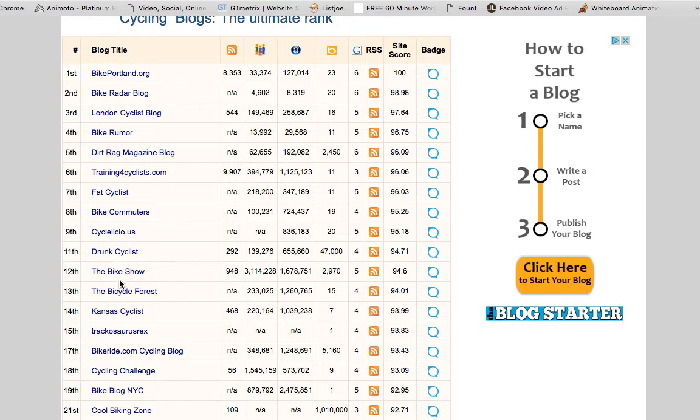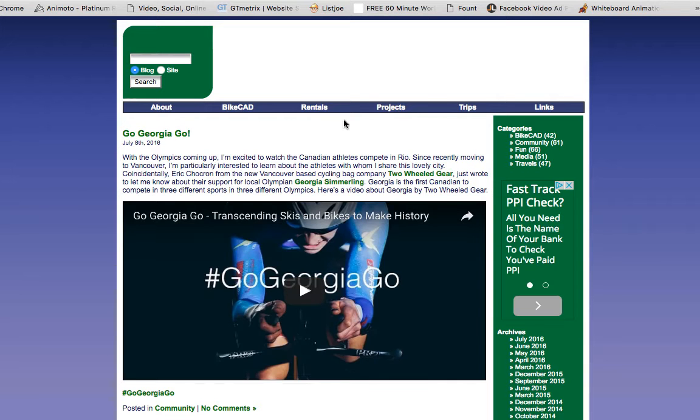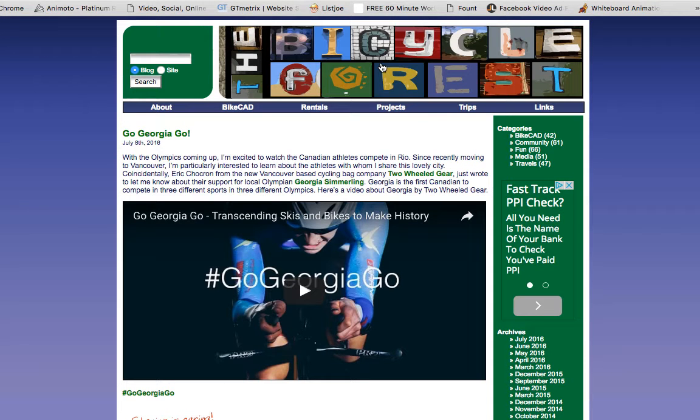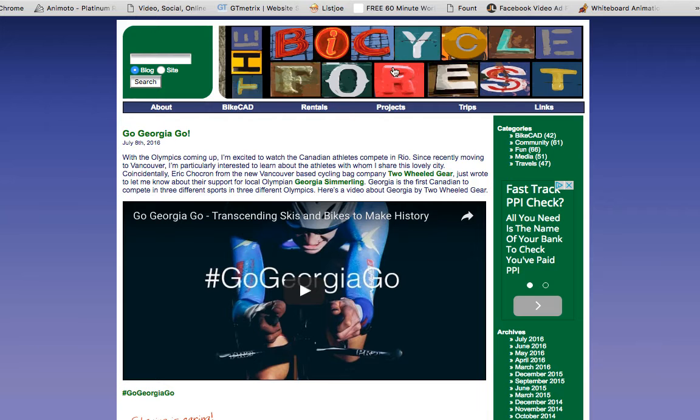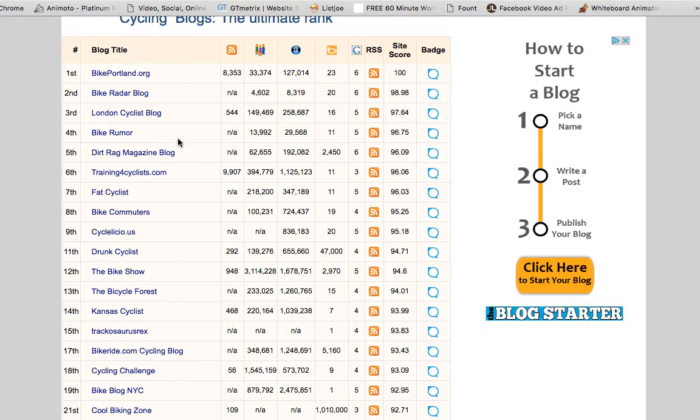What about the Bicycle Forest? No, that's not a very good example really. I don't like the header. I don't like the header at all. So let's get out of that one. See if we can look at ByteRumor.